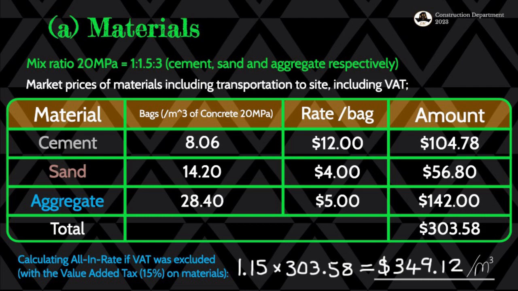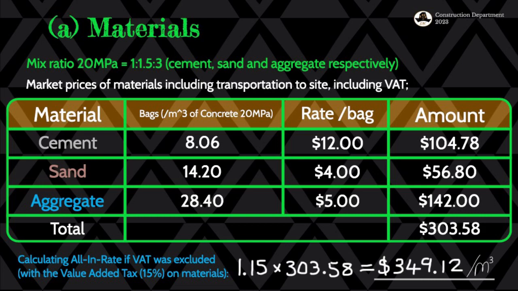As you can see, if it's not included, we then have to add to the total price or the total rate of the materials. So we then find that for cement we have 8.06 bags, which we calculated. We multiply with the rate for one bag, which is a 50 kg bag of cement. We then get that amount, which is $104.78. And then we have sand, the same thing. We multiply the bags and the rate. We then get $56.80. The aggregate, we do the same thing, and then we get our $142.